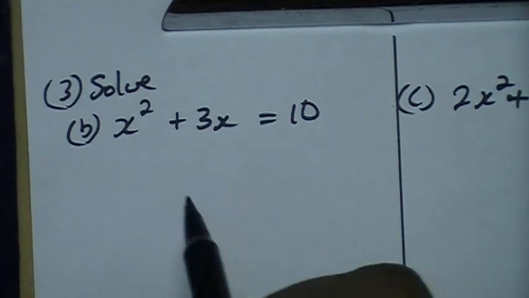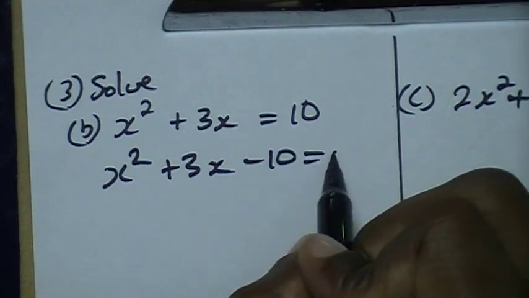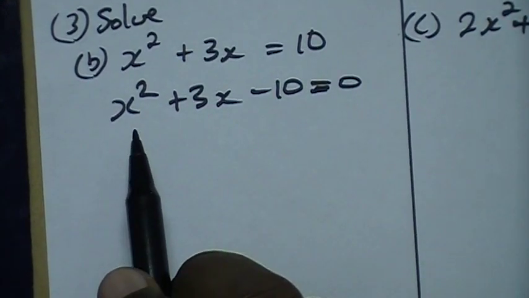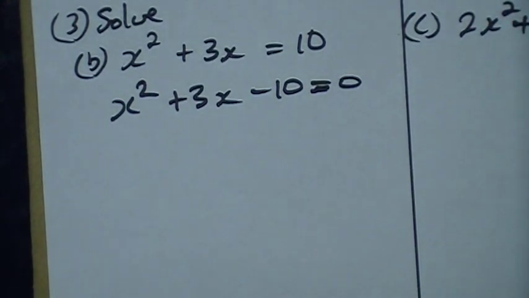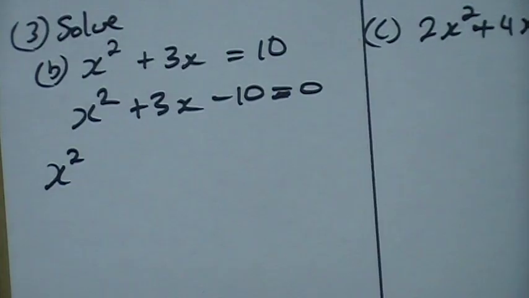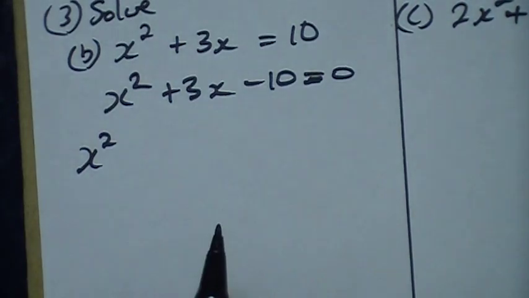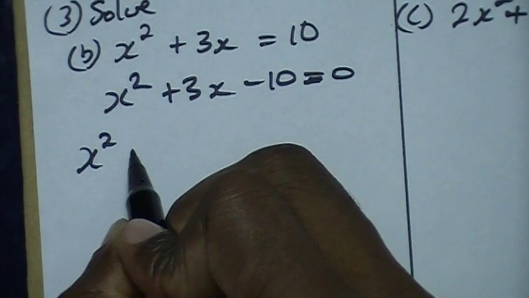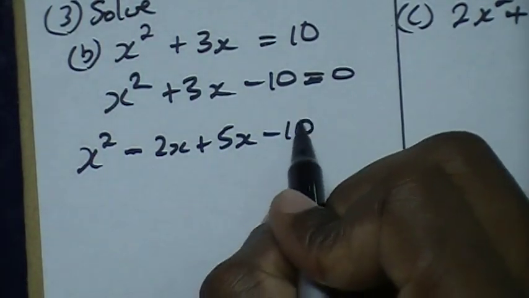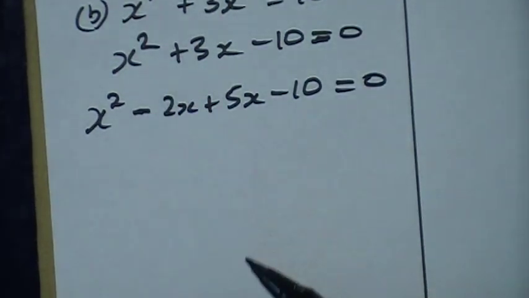Okay. Must be equal to 0. First by the last, negative 10. And the two factors we're looking for, which are 2 and 5? So it'd be minus 2x plus 5x. Multiply these two, give us negative 10x squared, and add them, give us that.